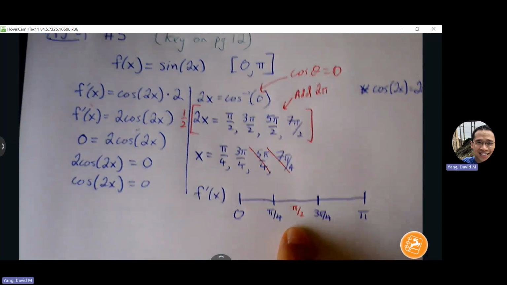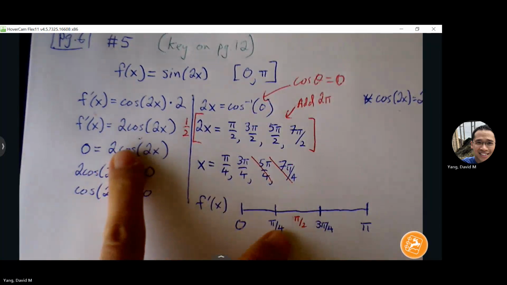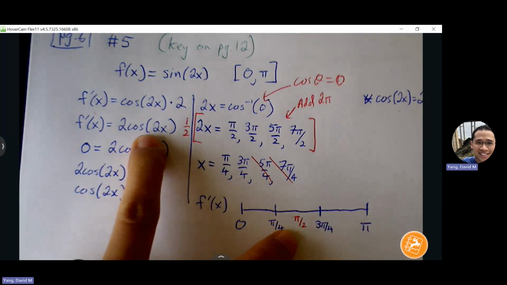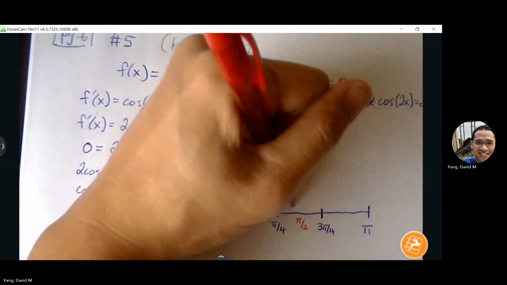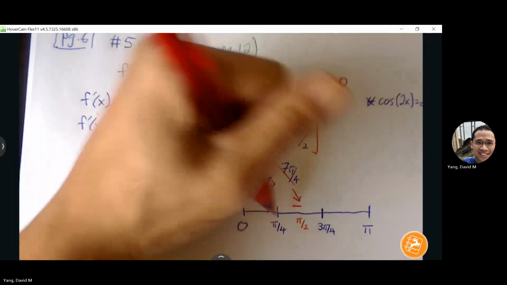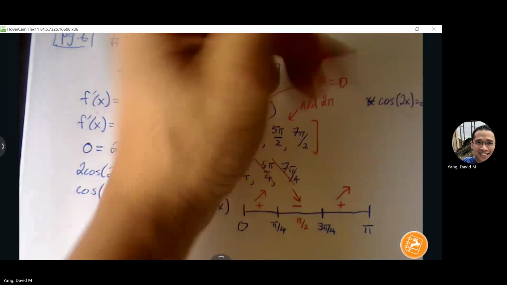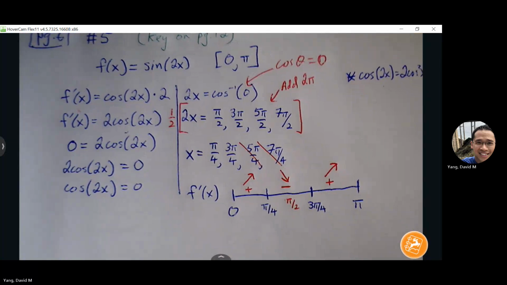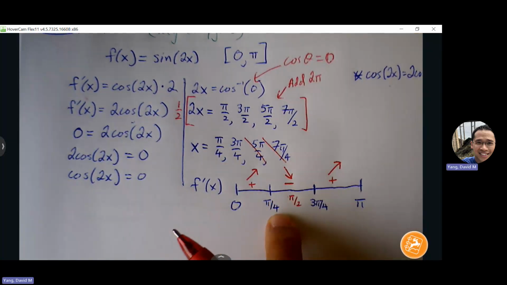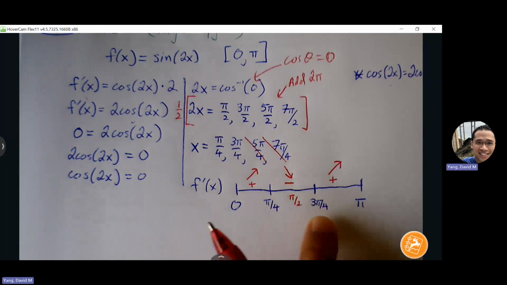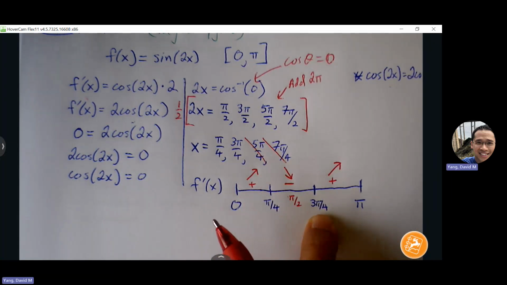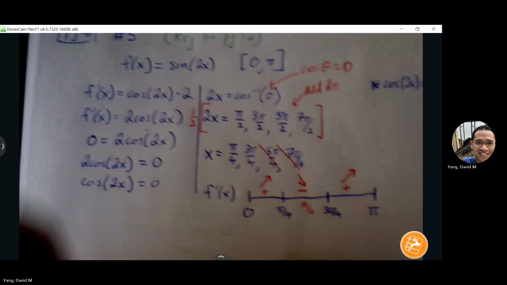Let me test pi over 2 into the derivative. Cosine of 2 times pi over 2, that's the same thing as cosine of pi. Cosine of pi is negative. Okay. What do you expect at pi over 4? Relative max. 3 pi over 4, there's a relative min. Okay. Find those ordered pairs.